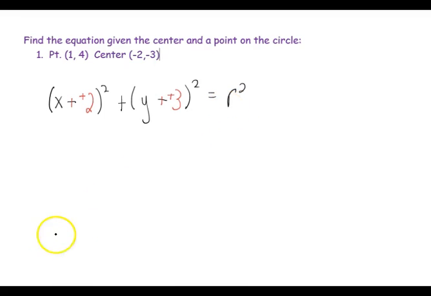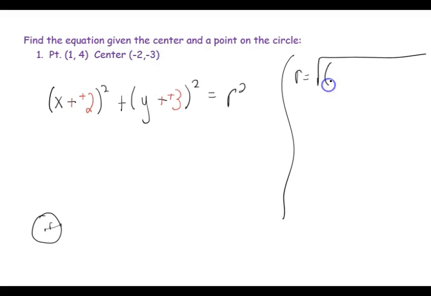Well, if you think back to your circle, that distance for r is between the center and the point on the circle that I was talking about. And since that's a distance, I can use the distance formula to figure it out. So I'm going to come over here and do my scratch work. My radius is going to be the distance formula between the center and the point (1, 4) on the circle.